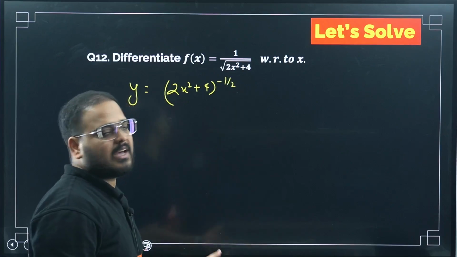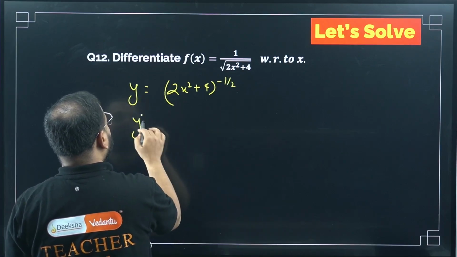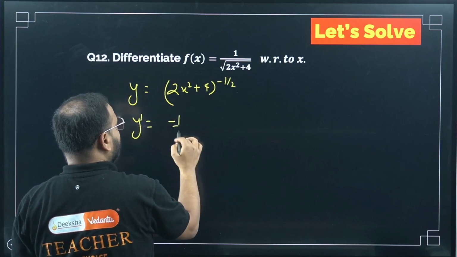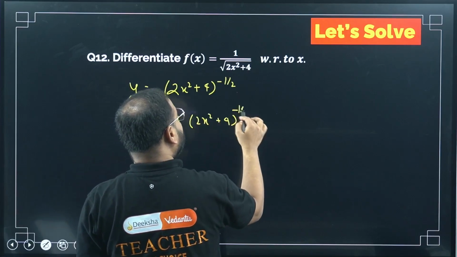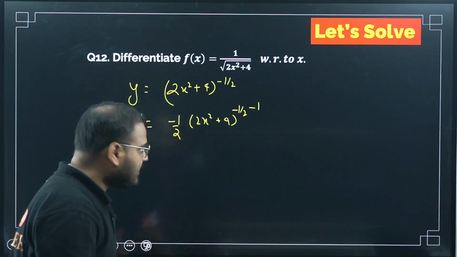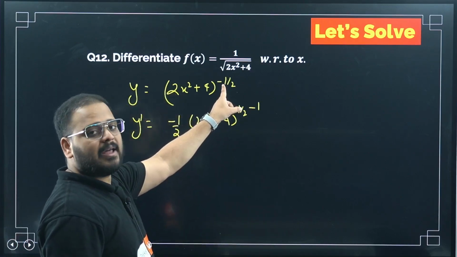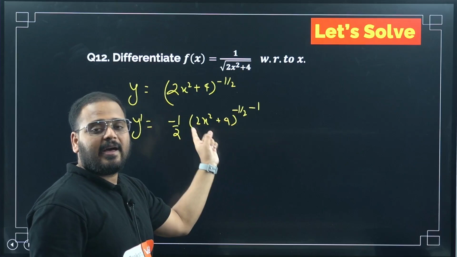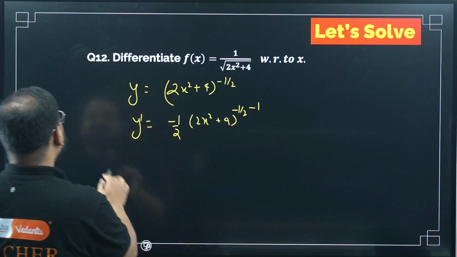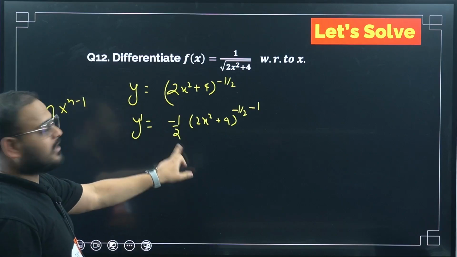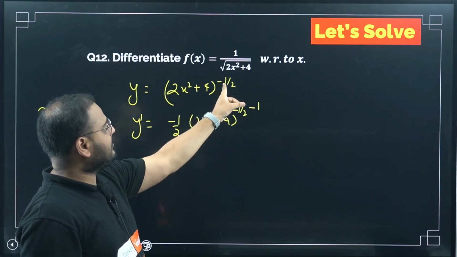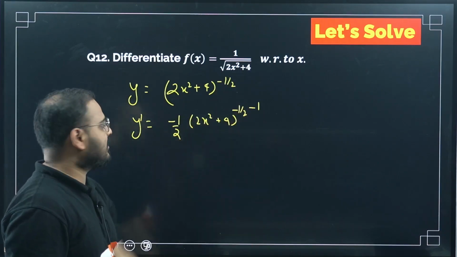Now differentiate this with x. Y dash will be equal to minus 1 by 2 will come here, and this will be (2x^2 + 4) to the power minus 1 by 2 minus 1. This is my n right now. N minus 1 is the formula. Remember this? N times x power n minus 1. So n comes in front, x is the whole thing, this power minus 1. So that's the same thing I've written here.